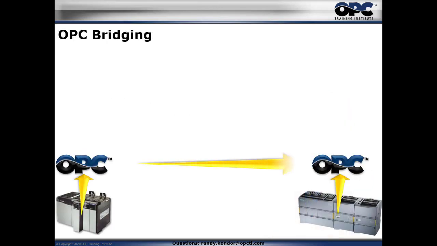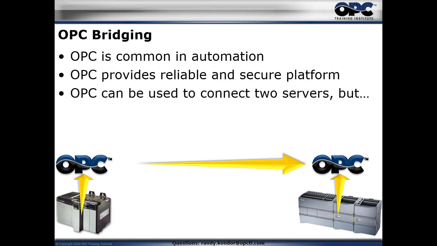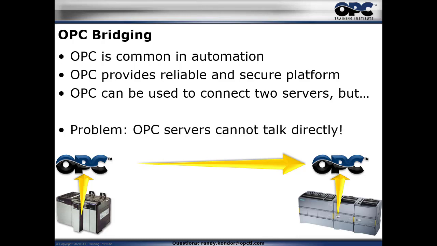So let's get going. It turns out that in automation, OPC is a very common interface. It's very popular today, and mostly because it provides a very reliable and secure data transportation platform. So there are lots of OPC servers all over the place, and OPC can be used to connect two servers to each other, so one server to the other. The only problem is that two OPC servers cannot communicate with each other directly.